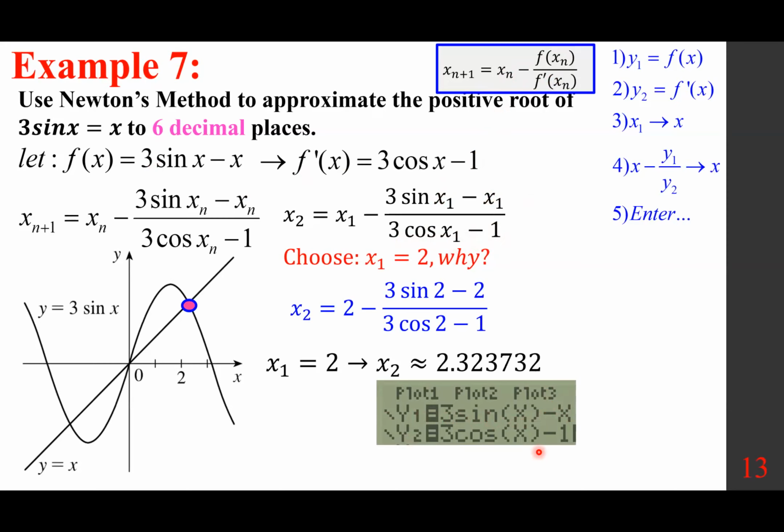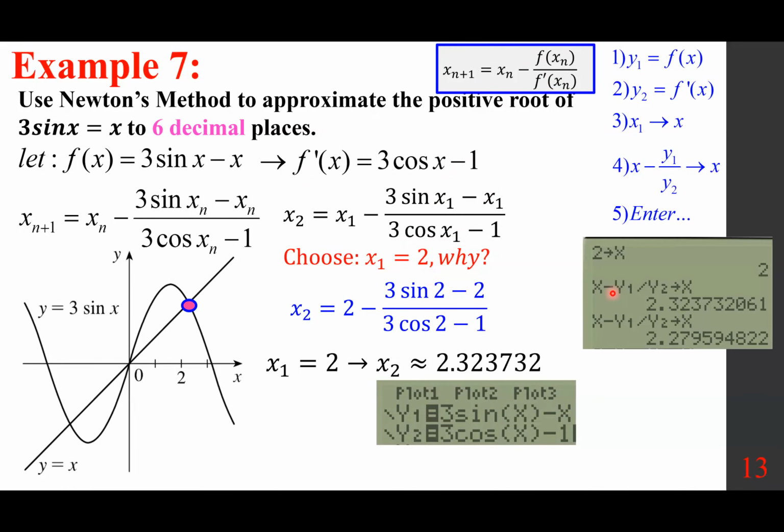And now this formula, x sub 1 goes to x. X sub 1, the choice was 2. We're going to store the 2 in x. And then x minus y1 over y2, store it in x, gives you this number. And if you click on it again, that gives you x sub 3, everybody, because we have x sub 1 and x sub 2. X sub 3 is this number now, according to this. And what I did, after 9, I changed the 4 to 5 because this is 8.